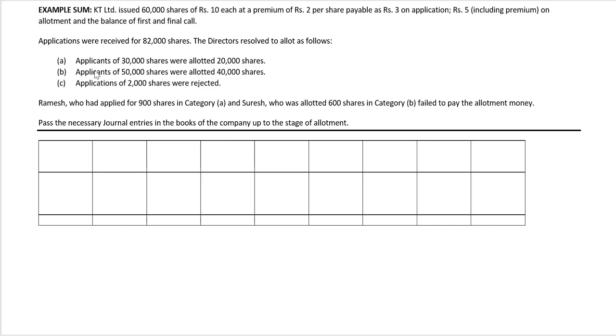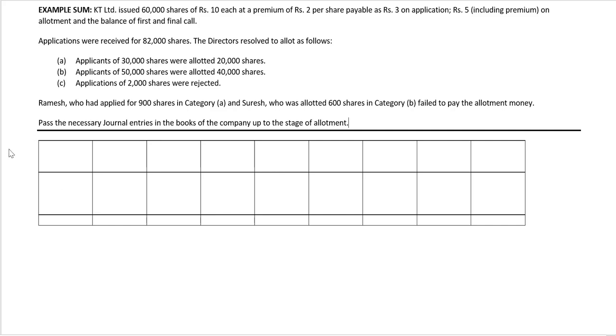Category A, applicants of 30,000 shares were allotted 20,000 shares. Category B, applicants of 50,000 shares were allotted 40,000 shares. And Category C, applications of 2,000 shares were rejected. Ramesh, who had applied for 900 shares in Category A, and Suresh, who was allotted 600 shares in Category B, failed to pay the allotment money. We are asked to pass the necessary journal entries in the books of the company up to the stage of allotment.